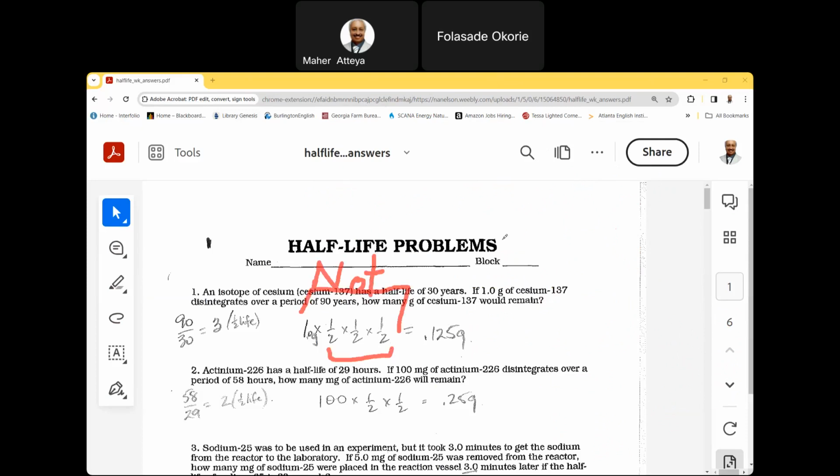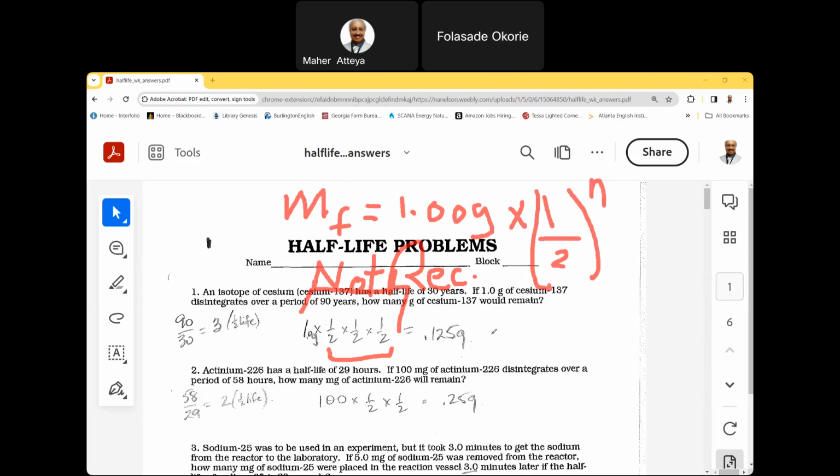Not recommended anyway. So I will say, first of all, I need to get my N, correct? My final will be the initial, 1.00 gram, multiplied by half to the power N. That's the whole thing, how to get N. Well, N is the total time, correct? The half-life is 30 years. So total is 90 years.